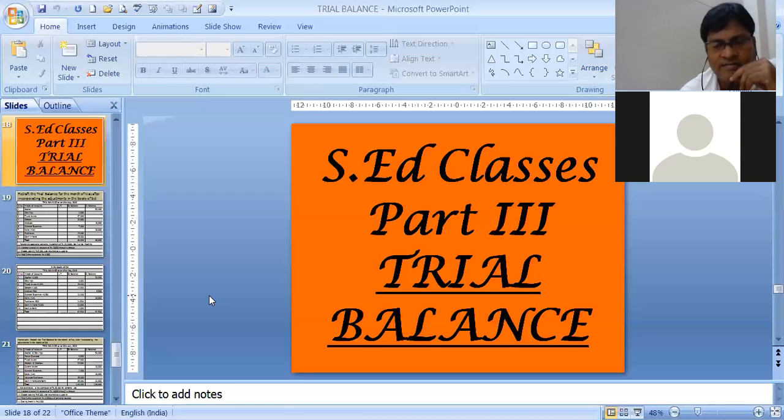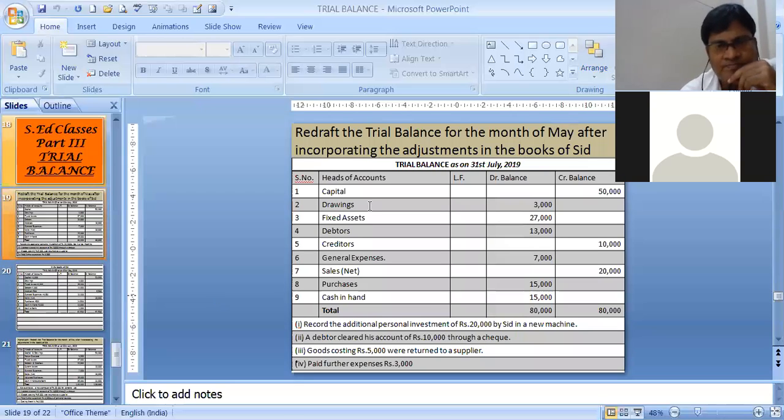Let's understand that. Okay, this is your sum. The sum is: redraft the trial balance for the month of May after incorporating the adjustments in the books of SID.